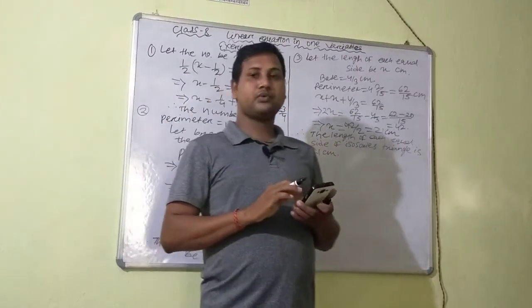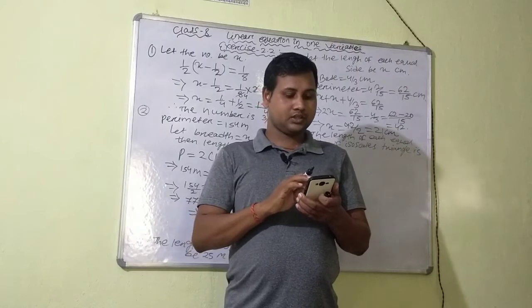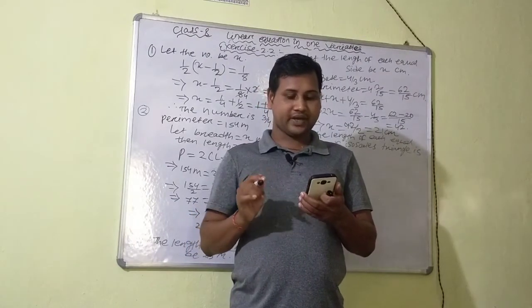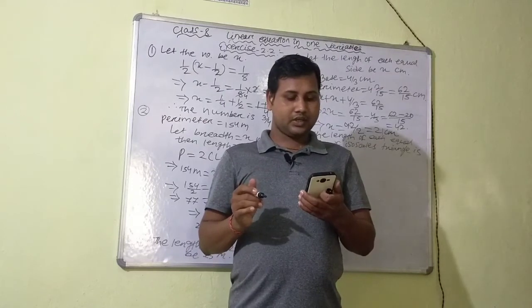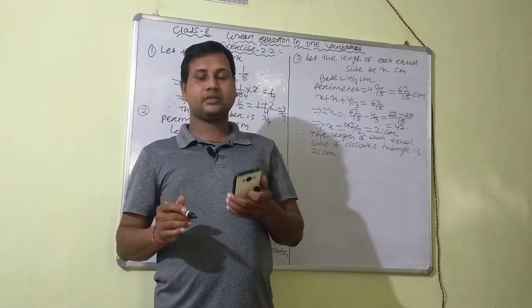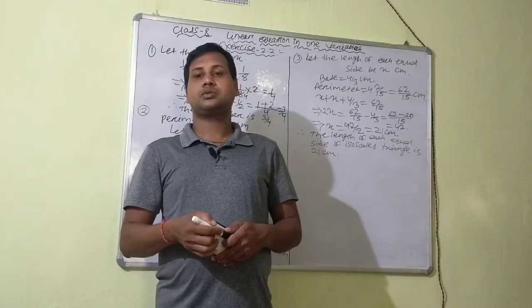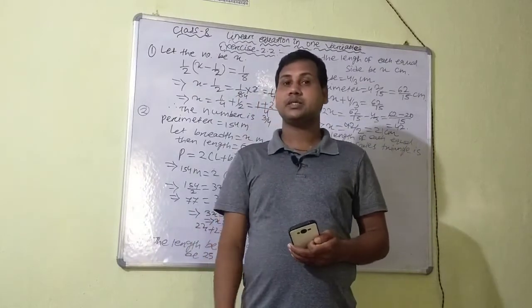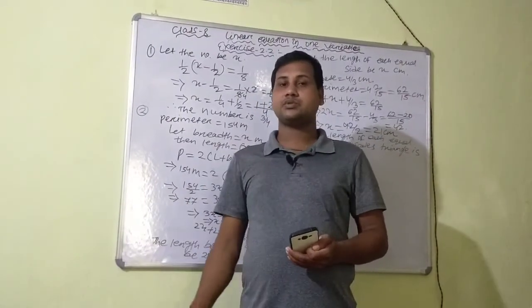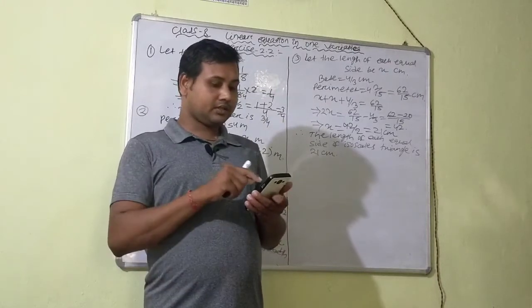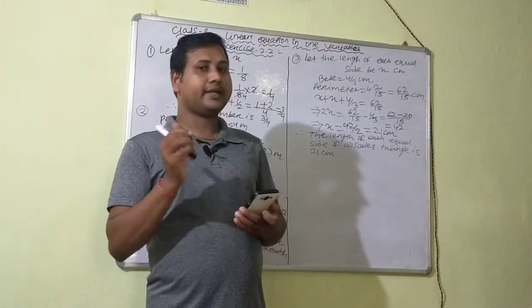Now come to the next question. Sum of two numbers is 95. If one exceeds the other by 15, find the numbers. So dear student, we will take one number to be x, the other exceeds by 15, so the other number will be x plus 15, and their sum is given 95.